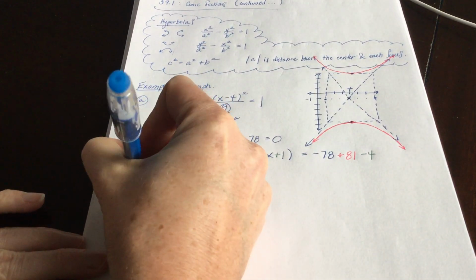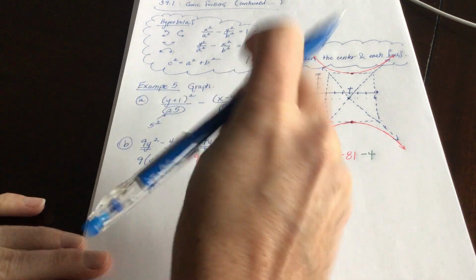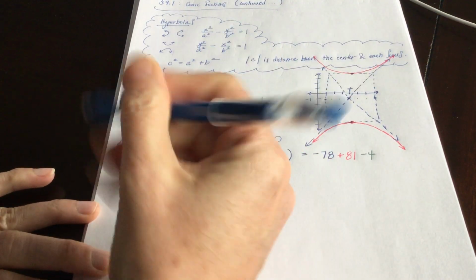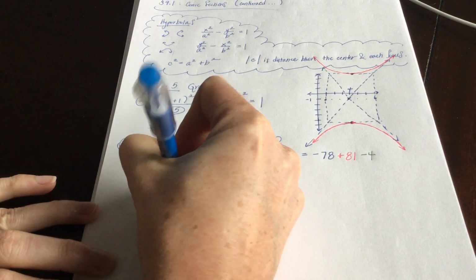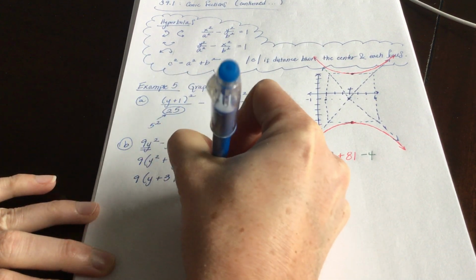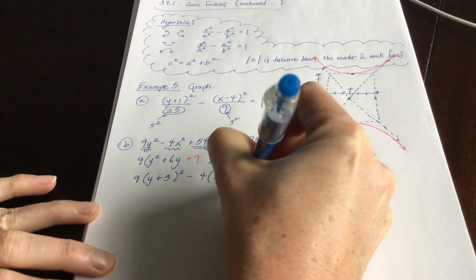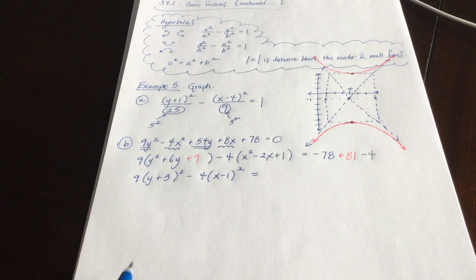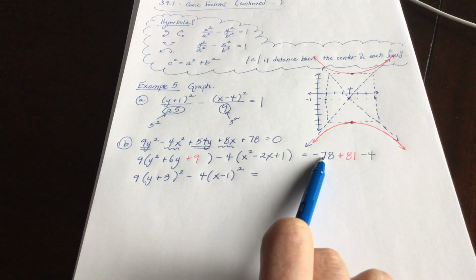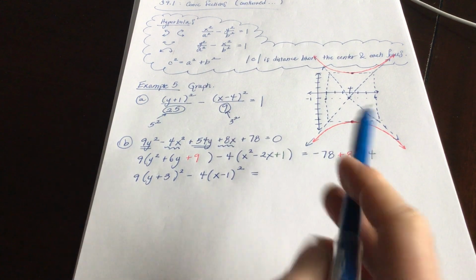So now we've got 9 times, whoopsie, let's complete the square here. What would that be? Y plus 3 squared minus 4 times x minus 1 squared. And then on the right side, what is that? 81 minus 78 is 3, minus 4 is negative 1.